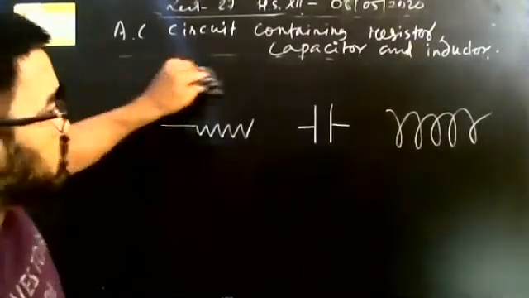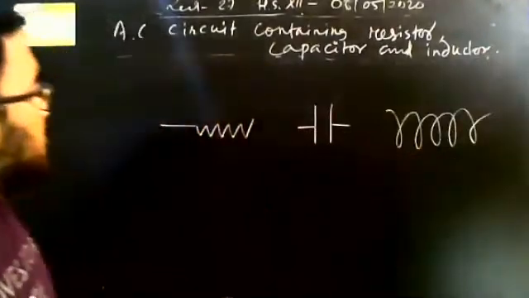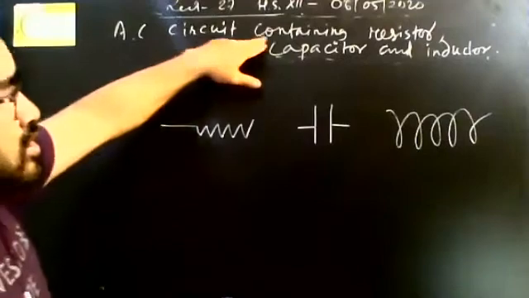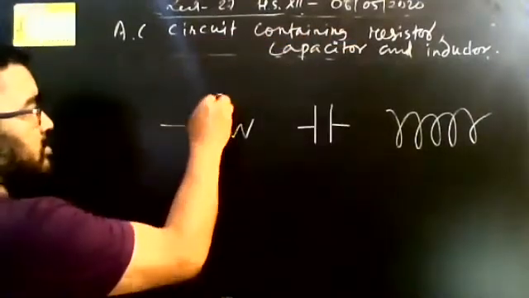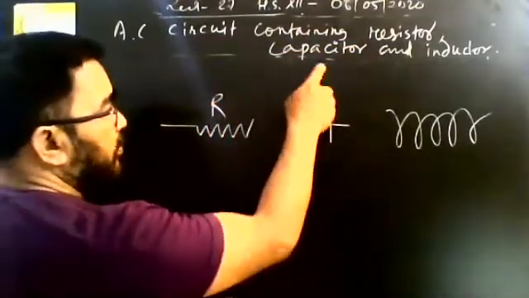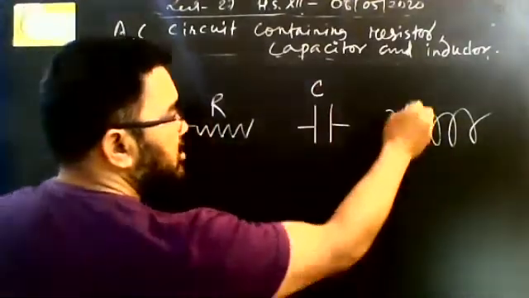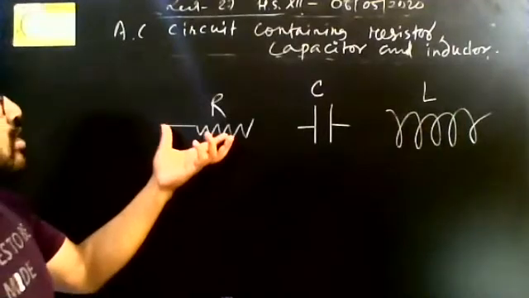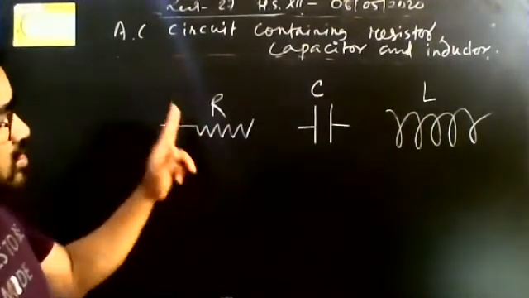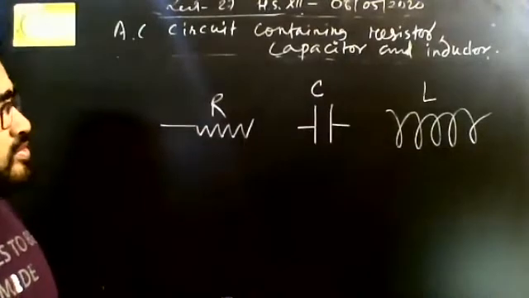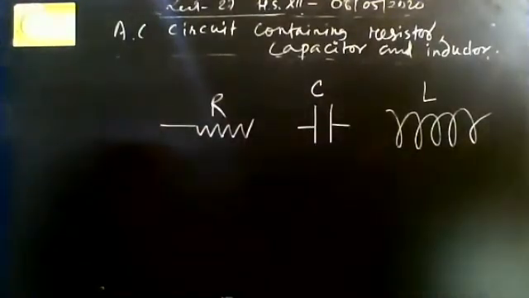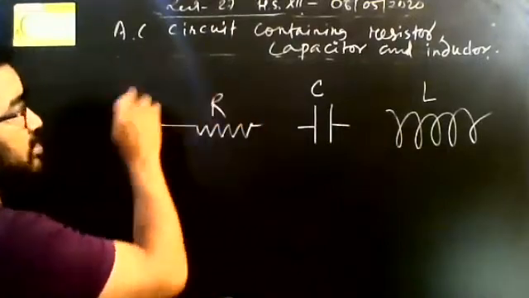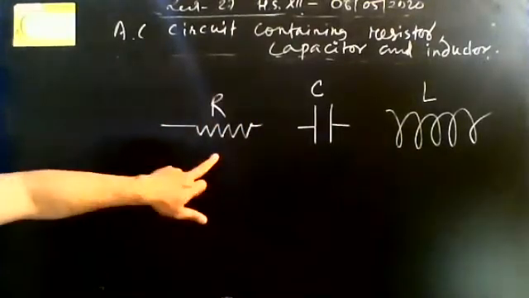Today, my topic is to discuss alternating current circuit containing resistor, containing capacitor, and containing inductor. First of all, we'll see when AC circuit is connected to a resistor only. Okay, one by one we'll discuss. First of all, we'll see the effect of AC circuit when it is connected only to a resistor.